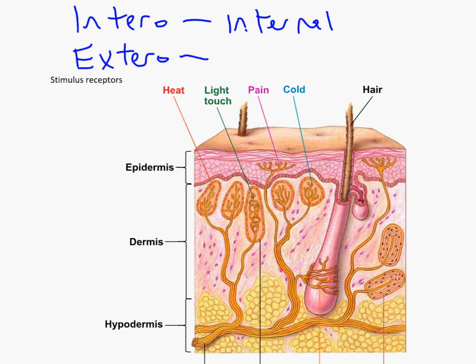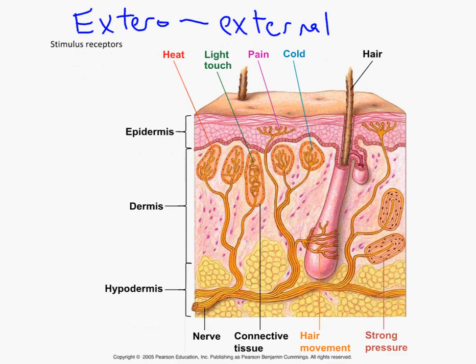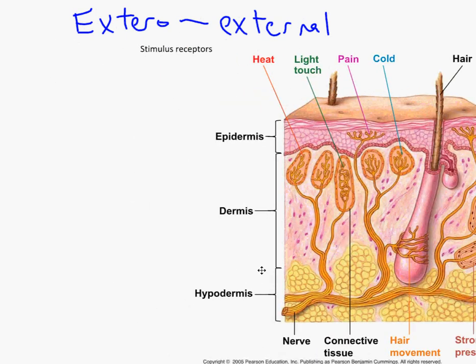Whereas exteroreceptors are external. These are ones that receive external information. Here's a picture, a cross-section of some skin, and look at the different receptors that are found on the skin: heat, pain, and light touch, not light. And so these receptors have names. We're going to give them some more official looking names.